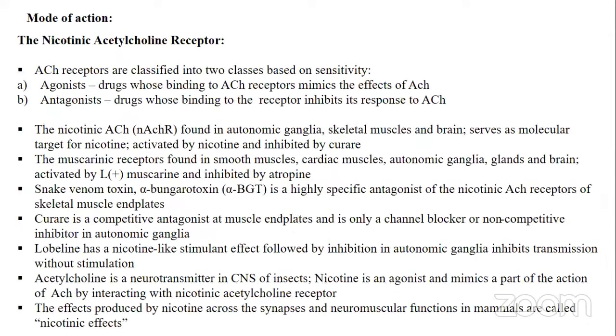Coming to the mode of action, we already studied in the introduction the word acetylcholine receptor. Acetylcholine receptors are classified into two classes based on sensitivity. The first one is agonist and the second one is antagonist. The agonists are the drugs whose binding to acetylcholine receptors mimics the effects of acetylcholine, and the antagonists are the drugs whose binding to the receptor inhibits its response to acetylcholine.